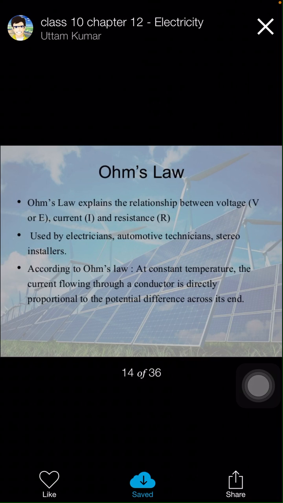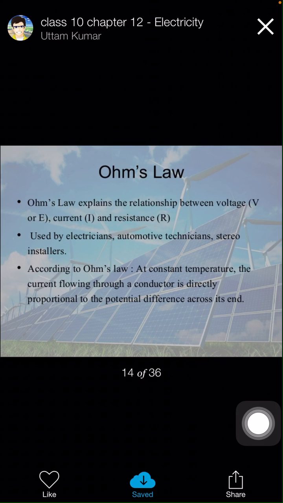Today I am going to explain about Ohm's law. Ohm's law explains the relationship between voltage V, current I and resistance R, and is used by electricians, automotive technicians, and stereo installers.